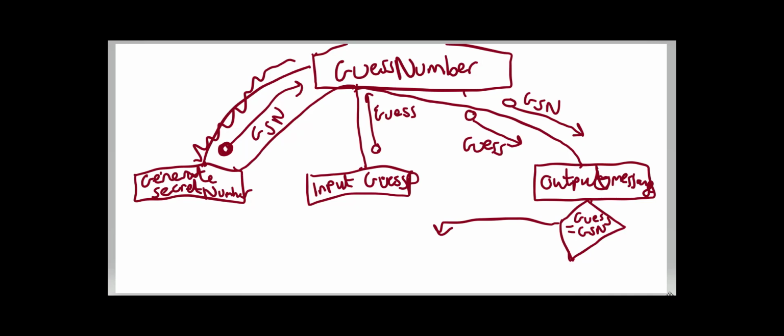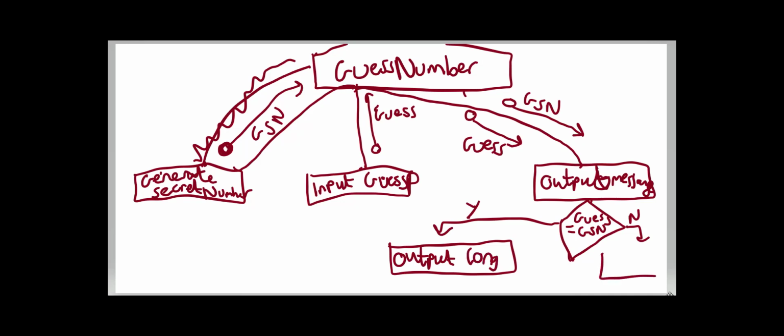We then get yes and no, or true or false. If true, output congrats, or well done, or whatever. If false, output you lose. And there we go.